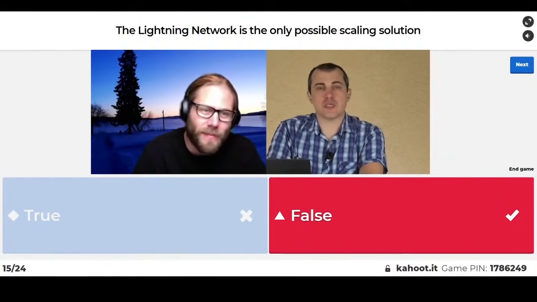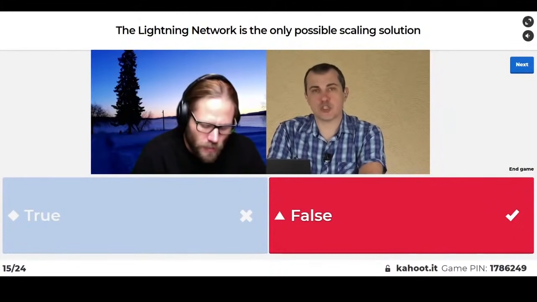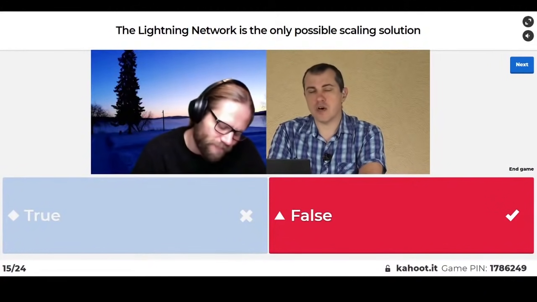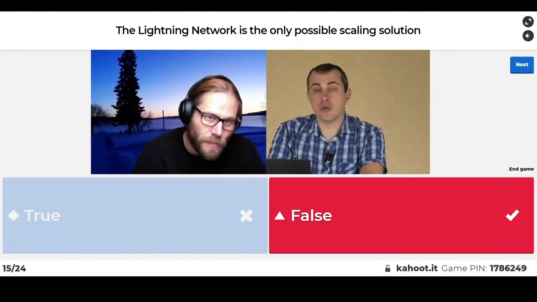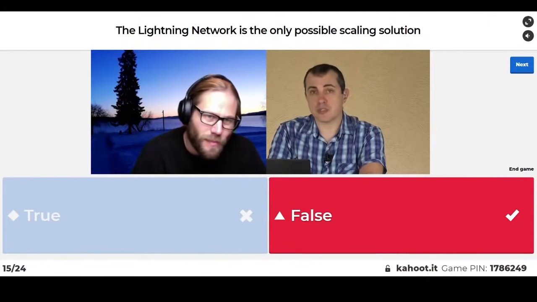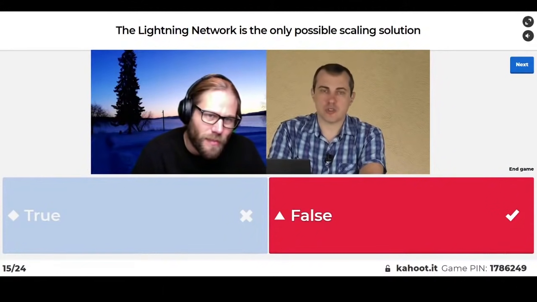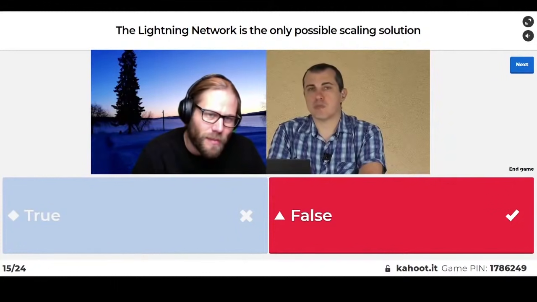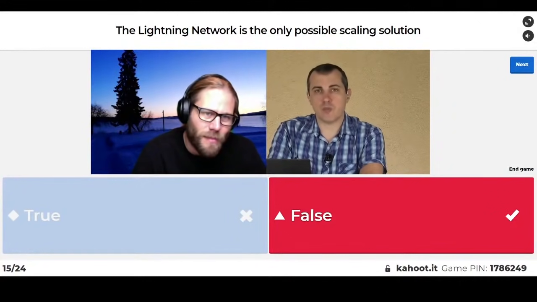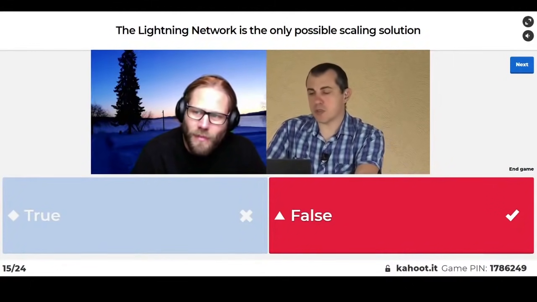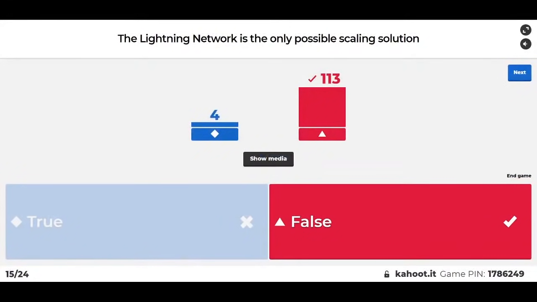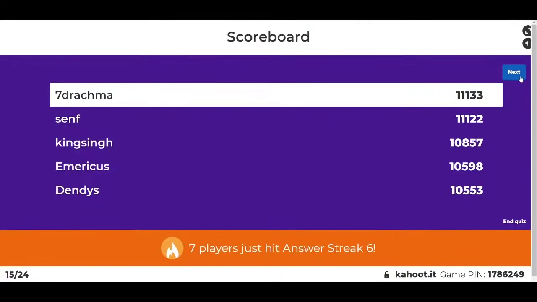What other scaling solutions? Optimizations of signatures with things like Schnorr signatures. Optimizations of scripts with TapScript and Taproot. All of those are actually also scaling solutions, and they feed on each other. Those make even Lightning payments more efficient and make channel opening and closing transactions smaller, which means you can do more with Lightning. So it's not about one silver bullet here. It's about lots of different solutions working together. But you all knew that. Well, at least 113 of you did.